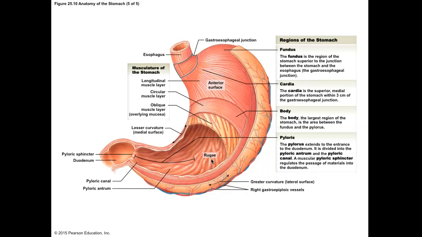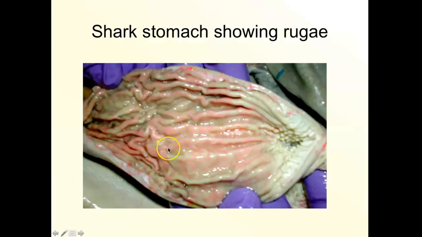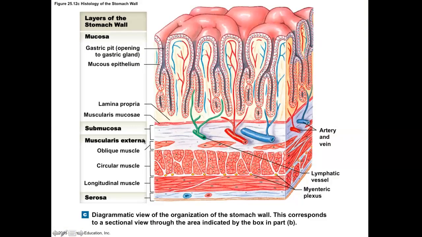So number 2, the internal anatomy is rugae. Let's look at, this is shark rugae. So this is a shark stomach showing the extra folds of mucosa there. And then this is a little bit of a close-up. So here is where we can see the columnar epithelium. You can see how the epithelium is drawn in little columnar cells, and they have gastric pits.